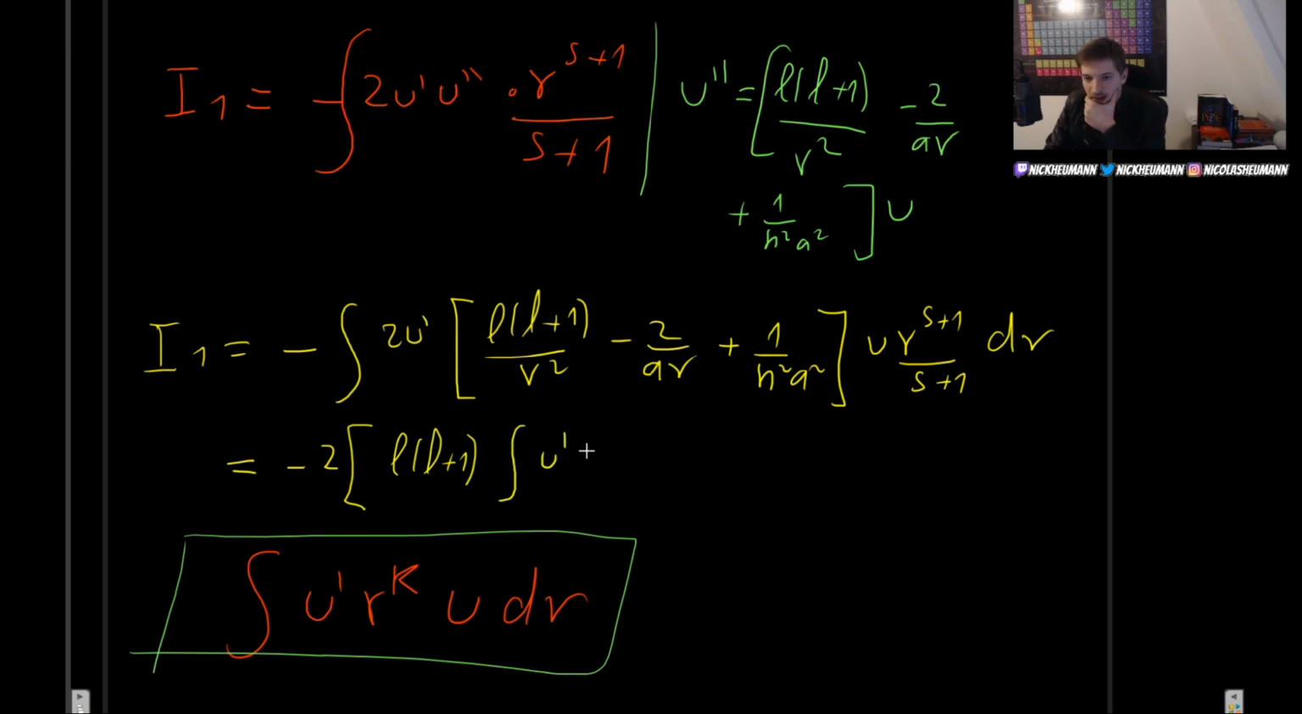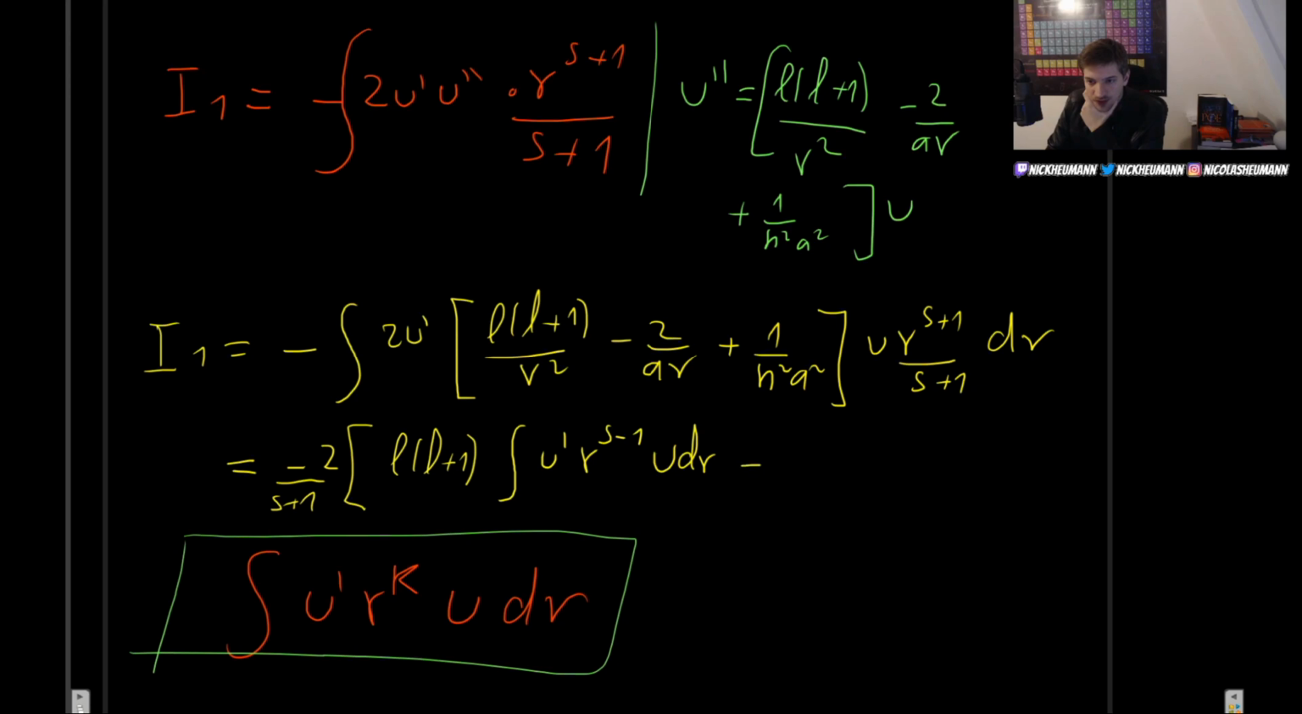We have u prime, and then we have r to the s plus 1. Actually, I can pull out the s plus 1, by the way. This right here, I can just pull it out. It's going to make things easier. So then we have this r to the s plus 1 divided by r squared, which is r to the s minus 1. Okay, what comes next? So next, we have this u that is lingering around there, and then dr. Okay, this is this integral.